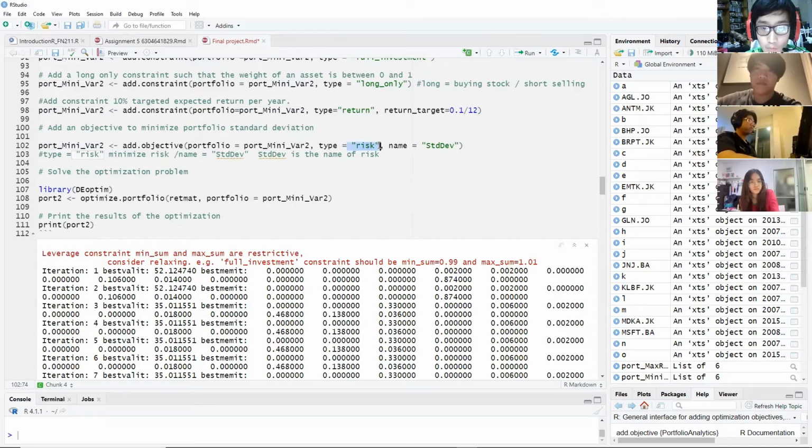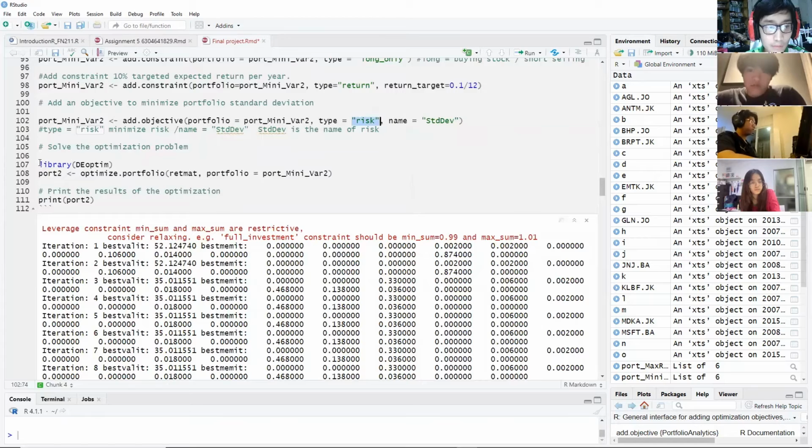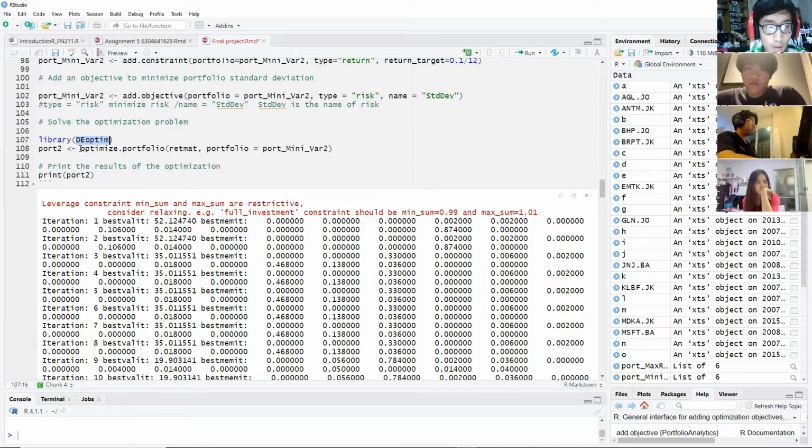For the objective, we will set the objective of the port underscore mini underscore var to focus on the risk, which we already indicated as the standard deviation. Since standard deviation is the square root of the variance, the minimum standard deviation is also the minimum variance, which is the minimum risk that we can achieve. Then we run the DEoptim program to calculate the results and put all the optimized portfolio results into the port 2 variable and print it.